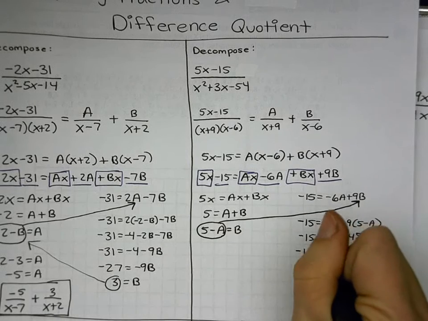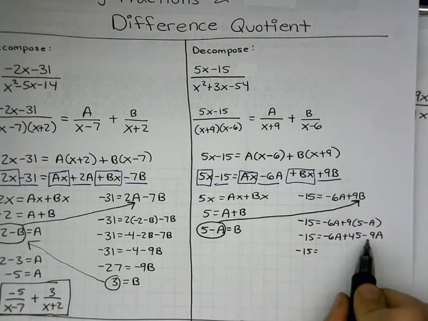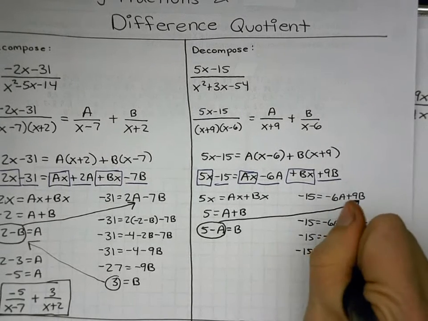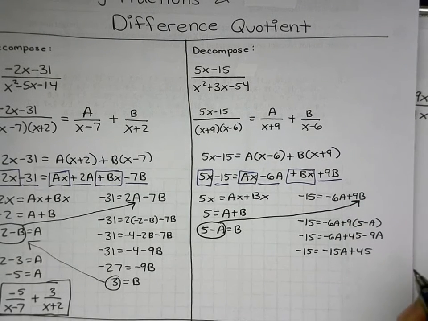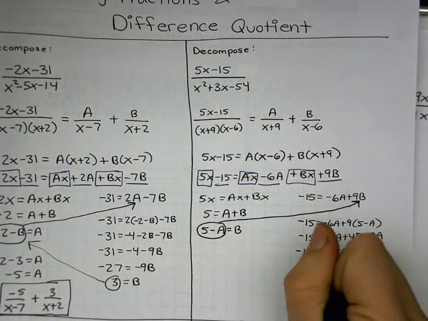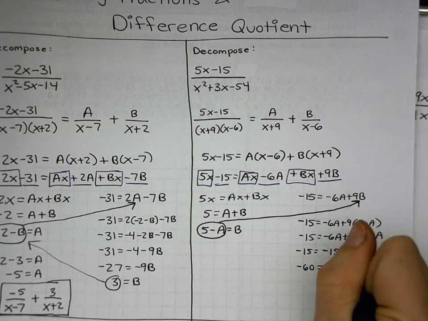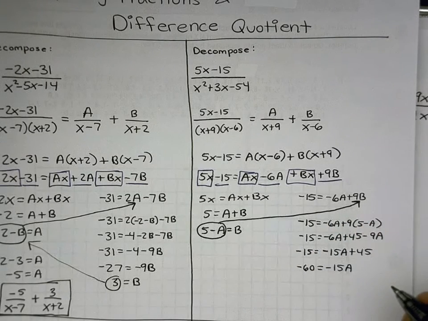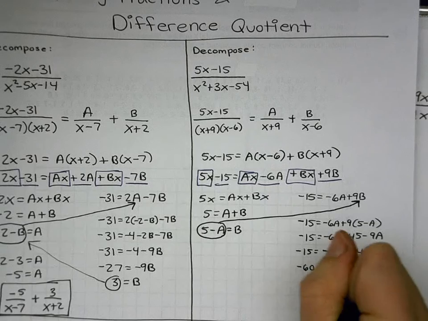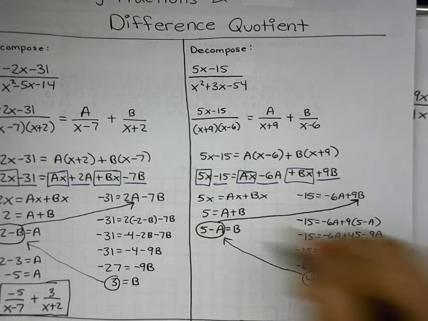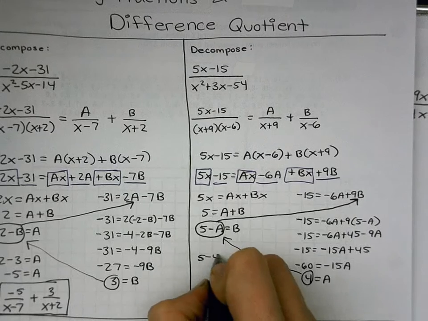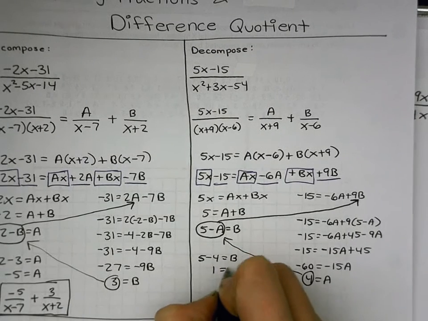Combining like terms, negative 6a minus 9a is negative 15a, and then our plus 45. Subtracting the 45 over, we get negative 60 equals negative 15a. And dividing by negative 15, we get 4 for a. That 4 will get plugged in over here, so we have 5 minus 4 is b, which means b is 1.